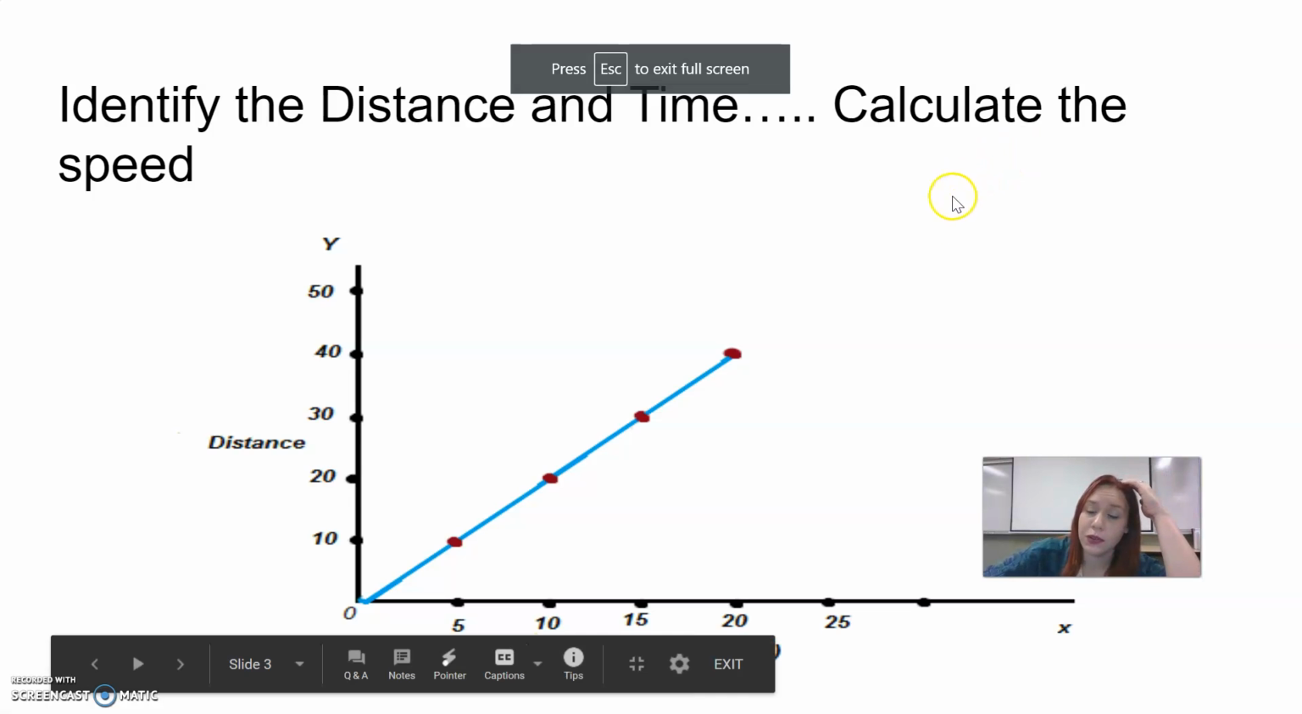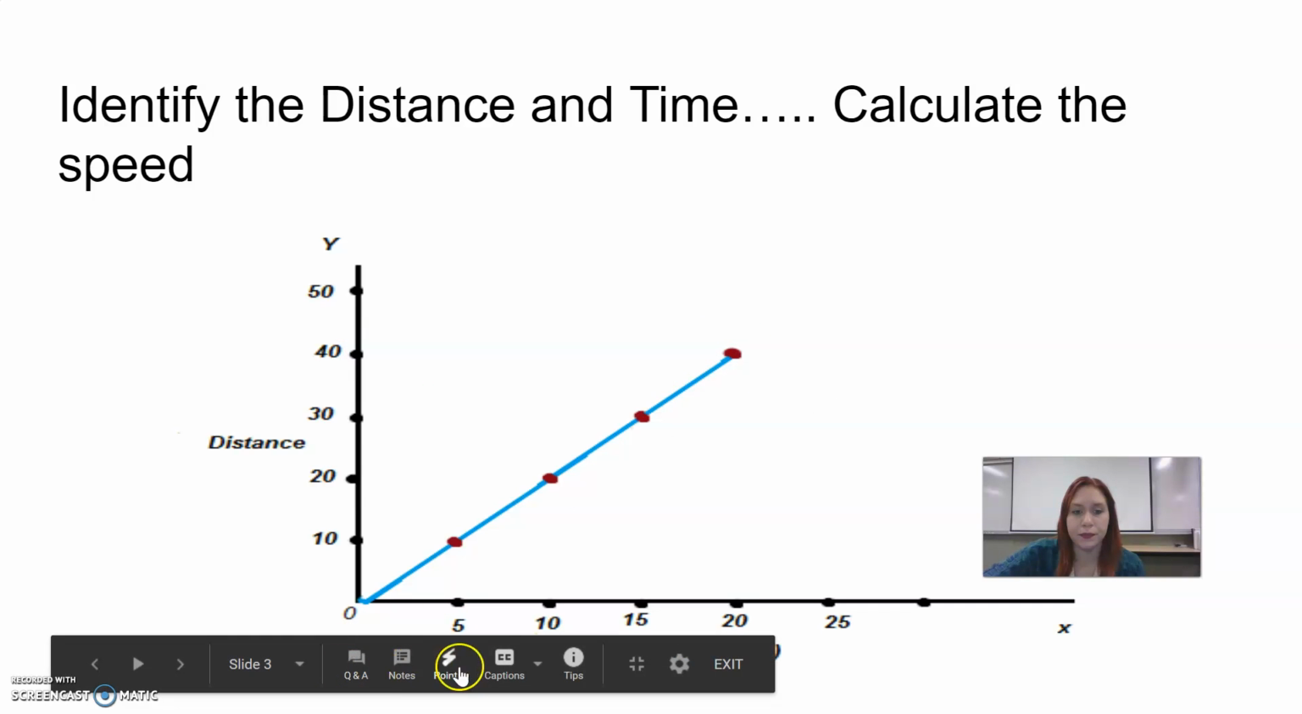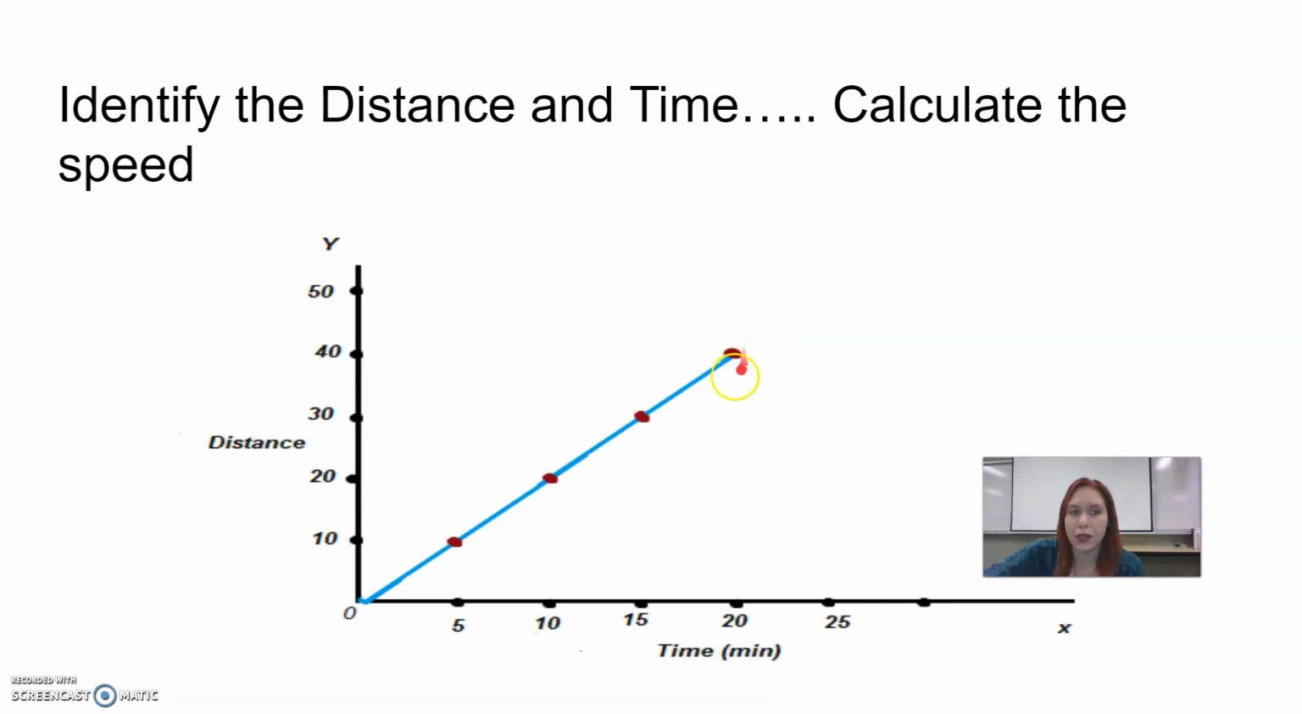The next thing I want to review with you is how to use a graph to calculate speed. This is a very simple graph that we can use to calculate the speed because we're only using 1 point. You just need to look at this last point here, and we want to know the distance and the time so we can calculate the speed. You'll put your cursor on that last point, and then slide it to the left and see what number you land on for distance. In this case, our distance is 40.